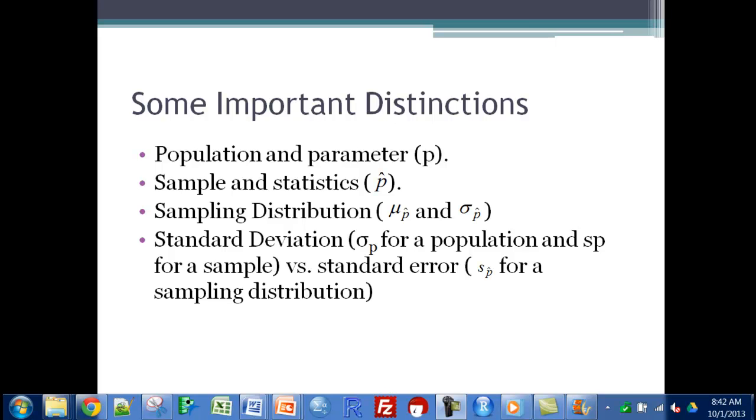Let's also keep in mind that we have some variation. Let's also keep in mind that we have some standard deviation from the population. We'll call that sigma p. And then for the sample we have a standard deviation, SP. Now beyond the standard deviation for a population and a sample, we have standard error, SP hat, which measures the spread in the sampling distribution, and SP hat, the standard error for the sample proportion, which goes with the sampling distribution.